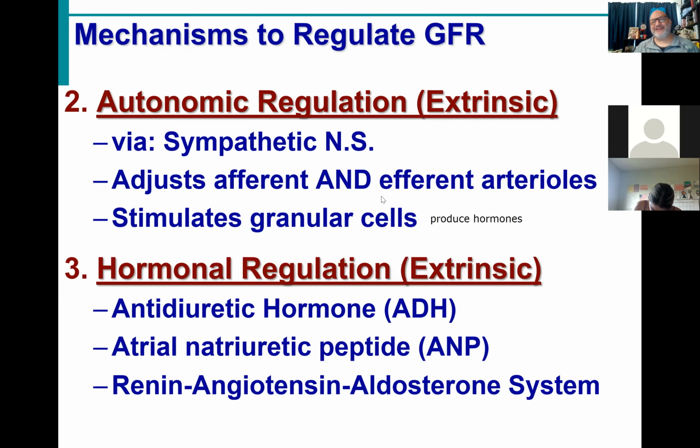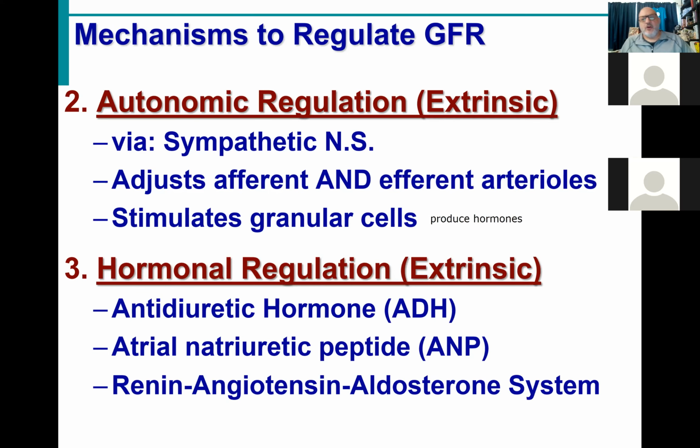Which of course is our third type of regulatory mechanism. We have already talked a little bit in this class about these. We have already talked about antidiuretic hormone. There shouldn't be anything new we have to say about that, except for one minor thing. We have already talked about atrial natriuretic peptide. That should be something we don't necessarily have to talk too much about.